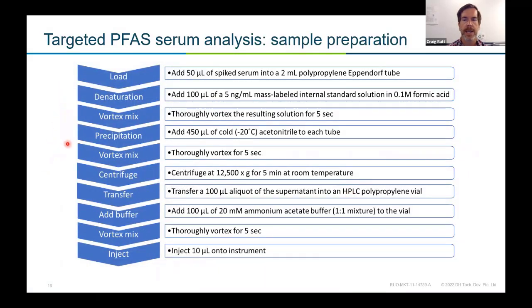I don't want to get into too much of it here, but really what I want you to glean from this is that it's a fairly simple method in terms of the preparation, kind of a protein crash, and then making up in buffer. So fairly straightforward. Again, using only 50 microliters of serum.